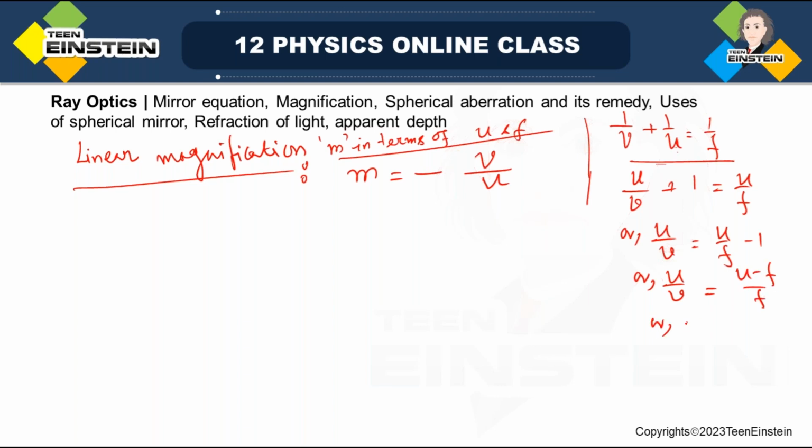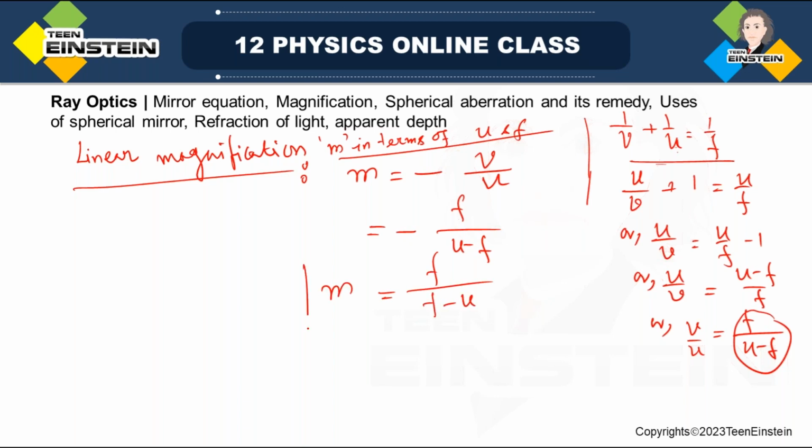Now v by u means f by u minus f. So we have got this. See, v by u is equal to f divided by u minus f. Or if you want to make it positive, then f divided by f minus u. So this is in terms of f and u. Similarly, we can get this magnification in terms of v and f. In that case, you have to just multiply v on both sides.